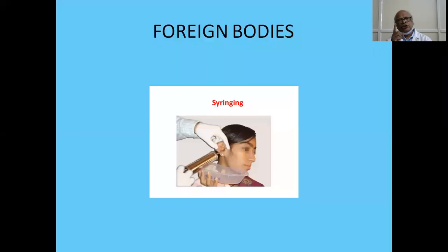Beware, in children, no surgery without general anesthesia. Always, if you have to remove a foreign body from the nose or a foreign body from the ear, it should be done under general endotracheal anesthesia. It's a dictum.